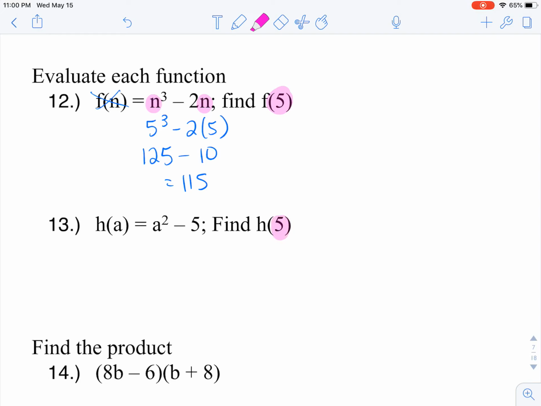All right, here we're going to take 5. We're going to put it in for a. So we have 5 squared minus 5. So 25 minus 5 gives me 20.